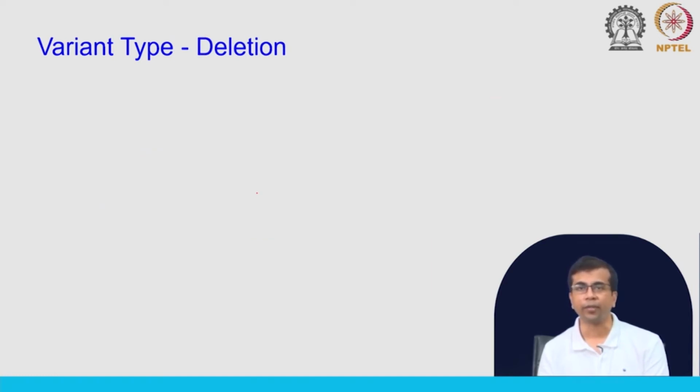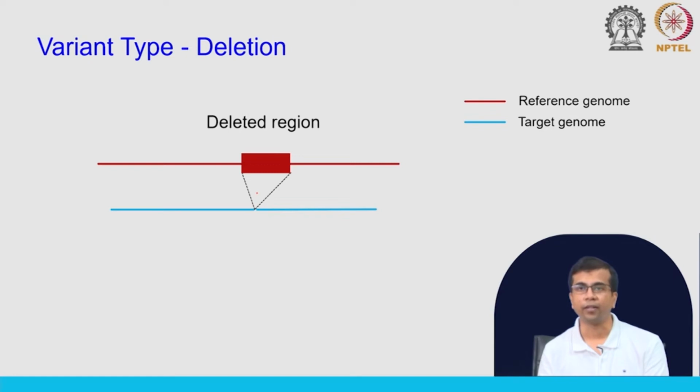Then you also have something called deletion, and this looks like something like this. So, we have the reference genome in red and the target genome or the sample genome in blue.